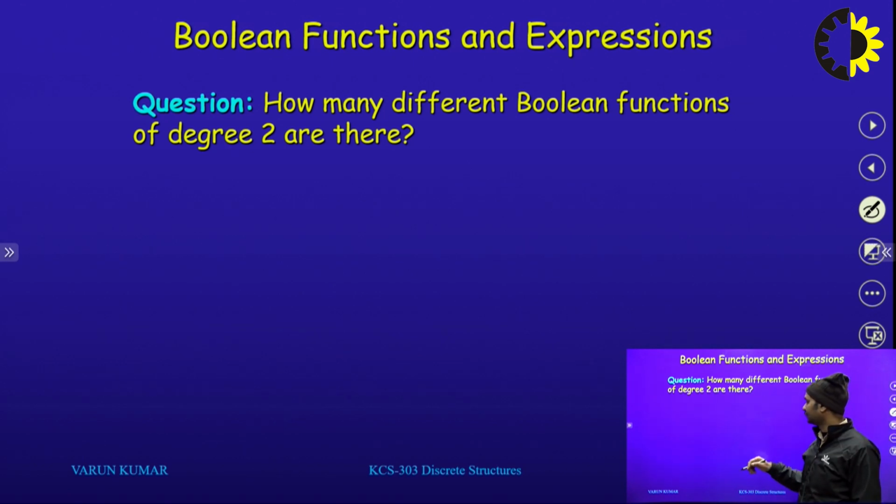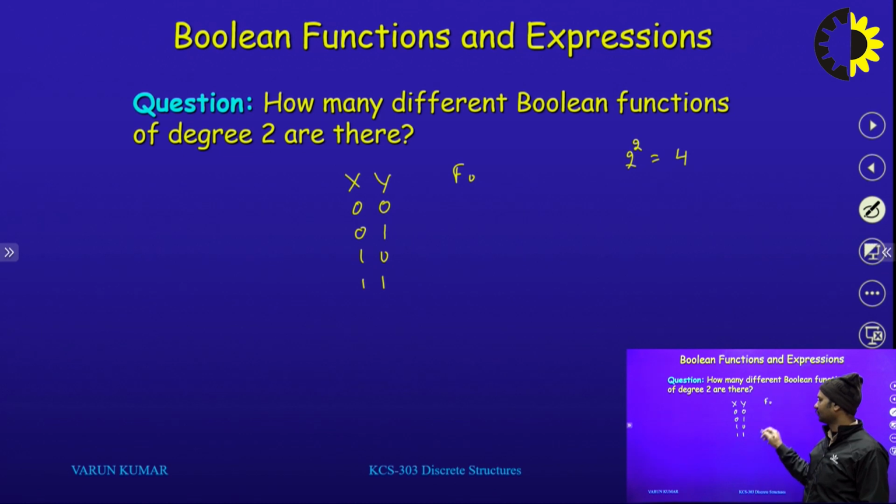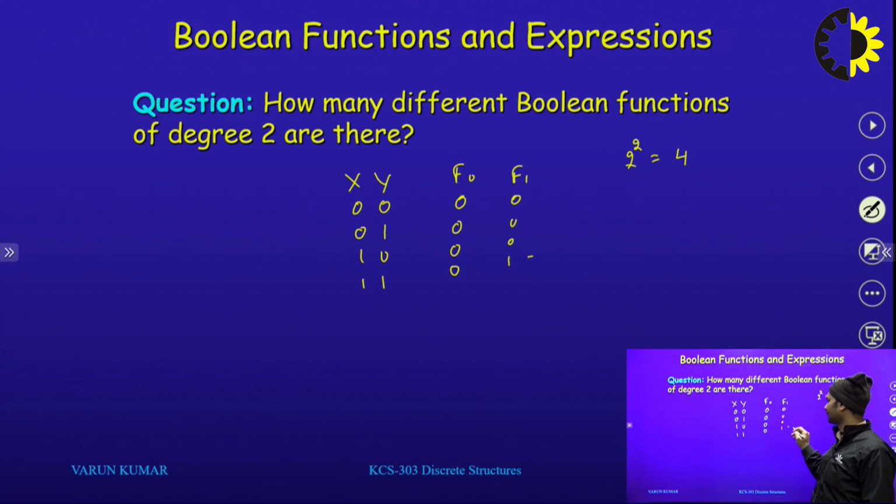How many different Boolean functions can be derived from degree 2? If it has degree 2, it means there are two variables, like 0 0, 0 1, 1 0 and 1 1. It means it possesses 2 to the power 2, that becomes 4. So there are a total of 4 different types of input, which in decimal are 0, 1, 2 and 3. So what is the first function? That is 0. It means for all inputs the output is all zeros. Then the second function is 0 0 0 1 and so on up to all 1.